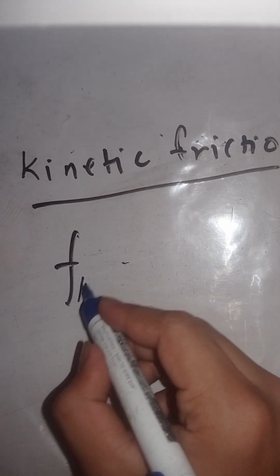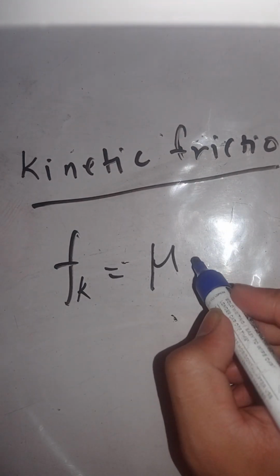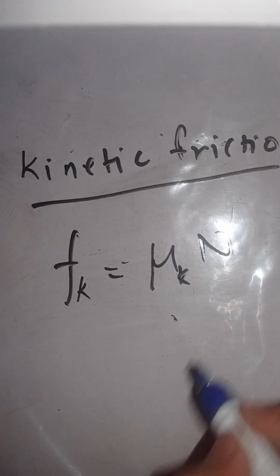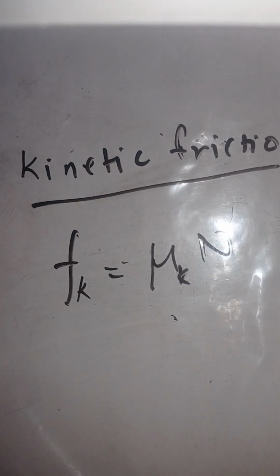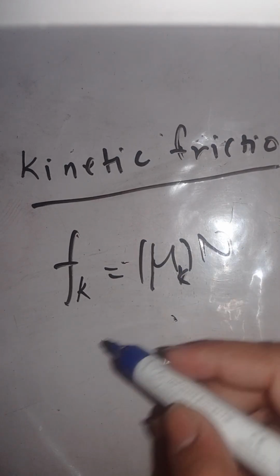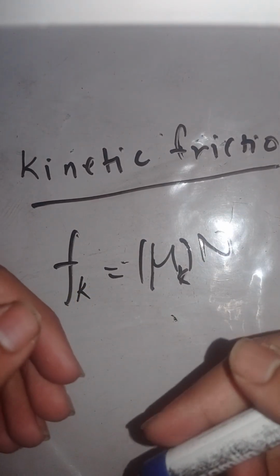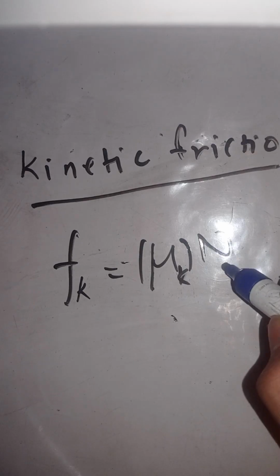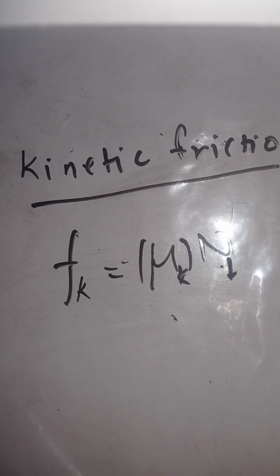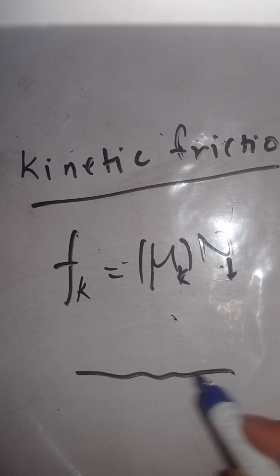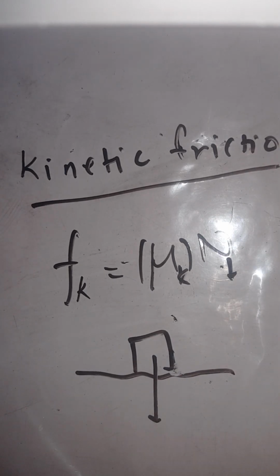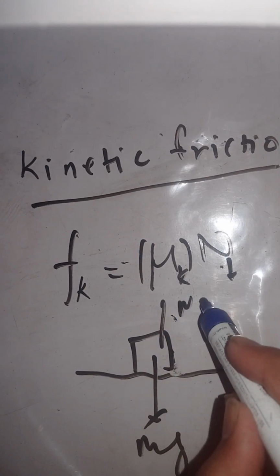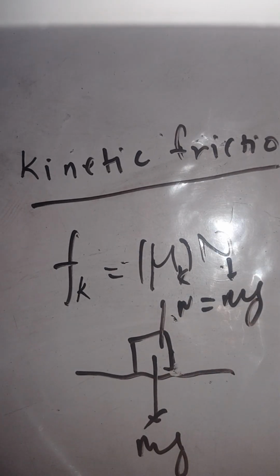The kinetic friction can be given as mu times normal. Here, mu is different from the one we deal with in static friction, and this is generally lesser than the static one. Now, the normal will be mg in the general case. In this case, when there is no inclination, there is mg, and the normal is equal to mg.